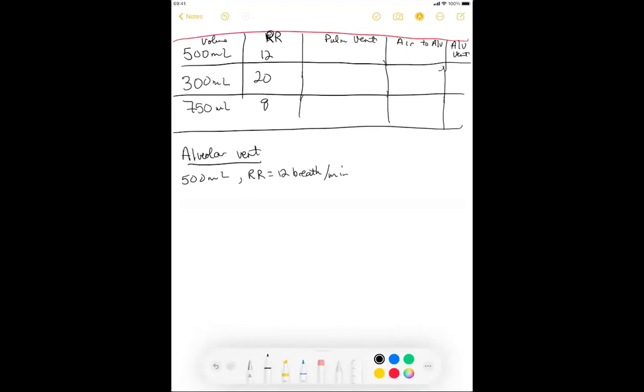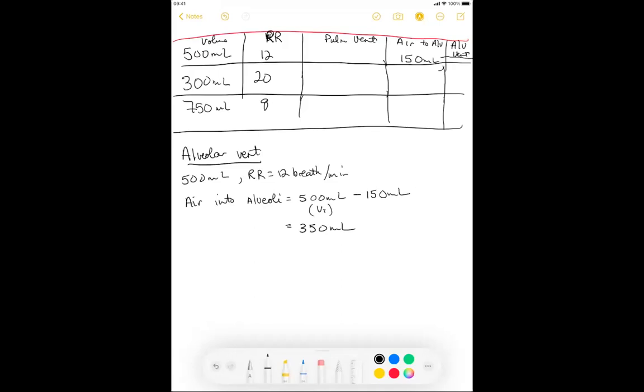Okay, so the first thing that we really just need to know is that the air going into the alveoli is equal to our 500 milliliter tidal volume, that's our VT, minus the dead space. The dead space we know is 150 mils. So what we get is the air that's actually reaching our alveoli per breath is 350 mils.